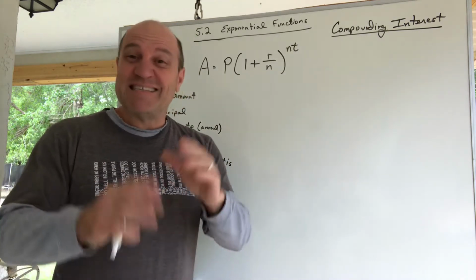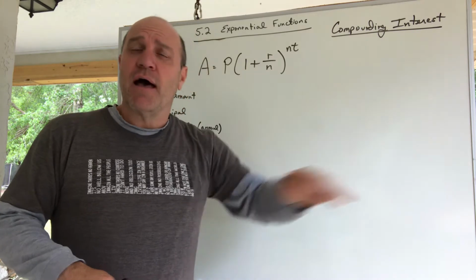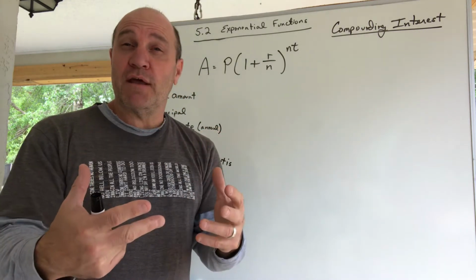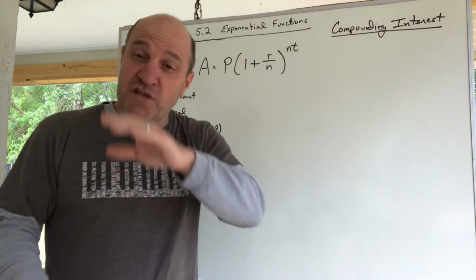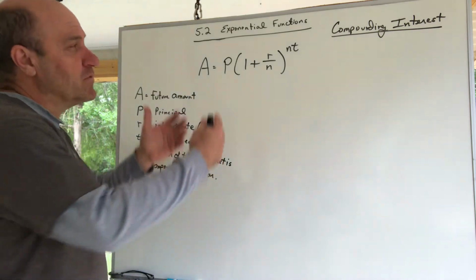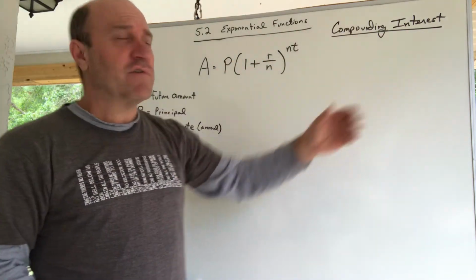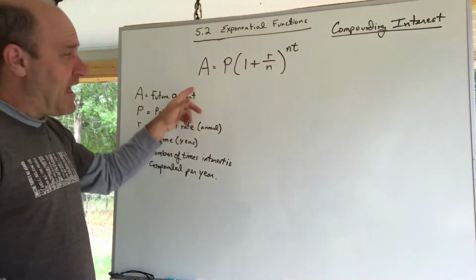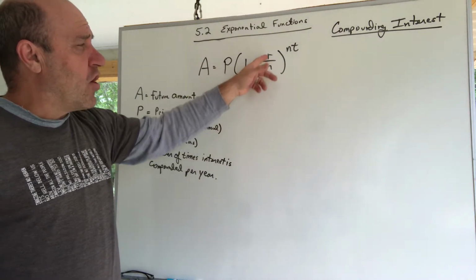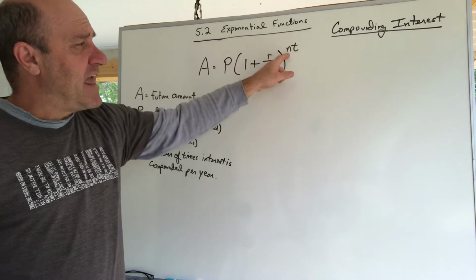Radioactive substances decay exponentially. When you put money in a bank and it earns interest, it grows exponentially. So we do a lot of word problems with money and compounding interest. This is the formula: A equals P, capital P, times 1 plus r over n, raised to the nt power.